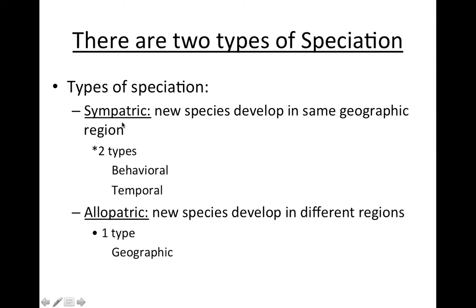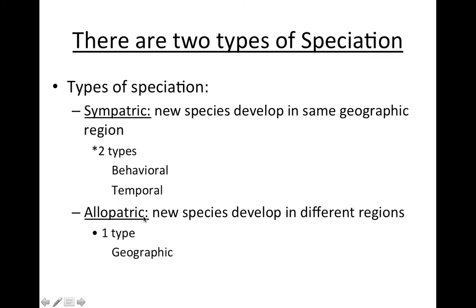So sympatric isolation happens when a new species develops, when speciation happens in the same place. Allopatric, as you might have guessed, is the opposite. Allo means different. So allopatric speciation is when a new species develops, when speciation happens in 2 totally different places. So there's 2 types of sympatric speciation. There's behavioral and temporal. There's only 1 type of allopatric speciation, and that's geographic. And that's what we're going to be talking about first.